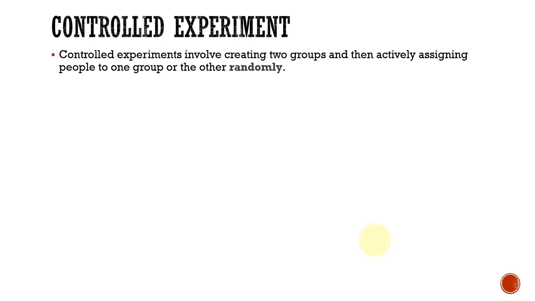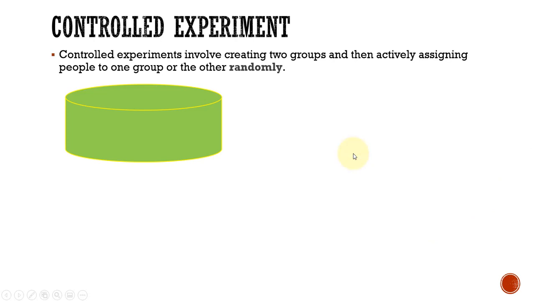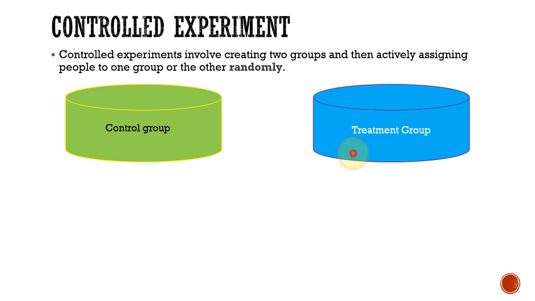Now, this is not really possible for this particular example of smoking. You'll see why in a minute. So we're going to have one group called the control group, and another group is going to be called the treatment group. And the idea is that we're going to call smoking the treatment. Now, usually the example is not smoking.